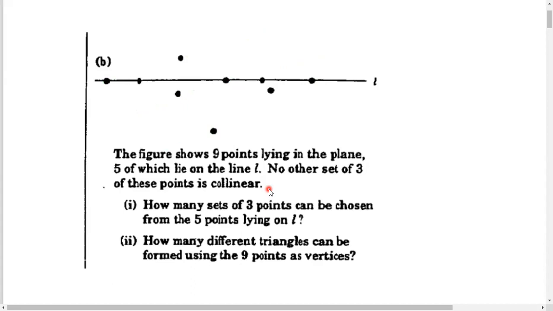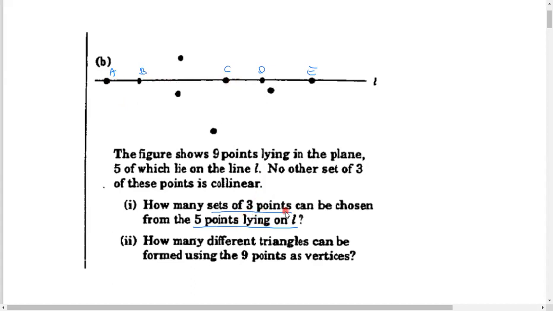Question 1 says, how many sets of 3 points can be chosen from the 5 points lying on line L? That should be pretty simple. You've got 5 points on line L, and you want to choose 3 points from that. Now, it doesn't say order, it says a set of 3 points. So if I label this A, B, C, D, E, then if you pick A, B, C, it's the same as picking A, C, B. It's the same as picking C, A, B. They're all the same 3 points.